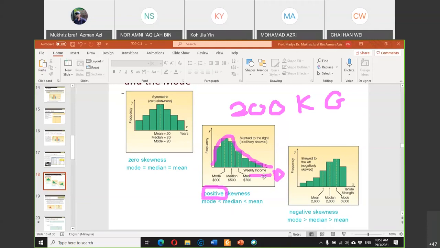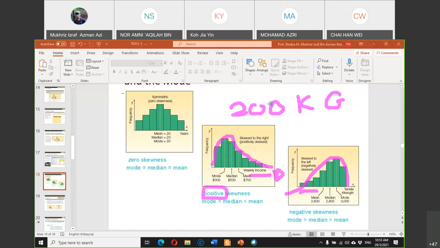But if your data is affected by extremely small values, because positive is extremely high values, negative skewness is the opposite way around. The mode is on the right, the mean is on the left. Why is the mean on the left? Because the mean is the average. So why does the mean become smaller than the mode? Because you have extremely small values.